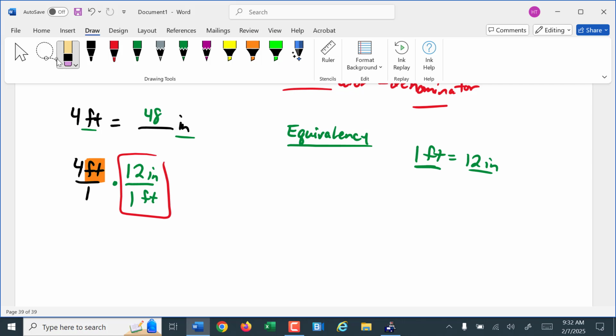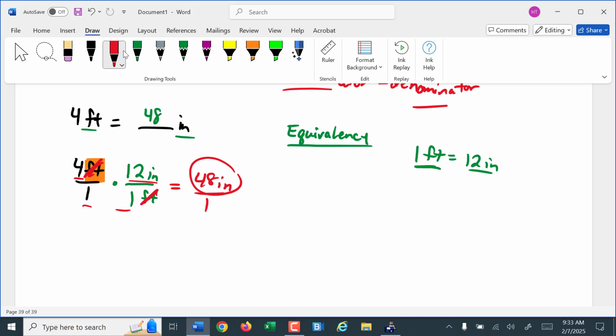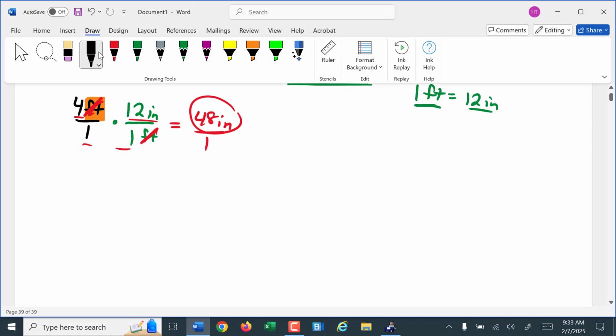So when we go ahead and calculate with that, the feet cancel out. 4 times 12 inches is 48 inches. 1 times 1 is just 1. 48 inches divided by 1 is 48 inches. Well, we all knew that one already. So let's look at one that you might not be so familiar with.